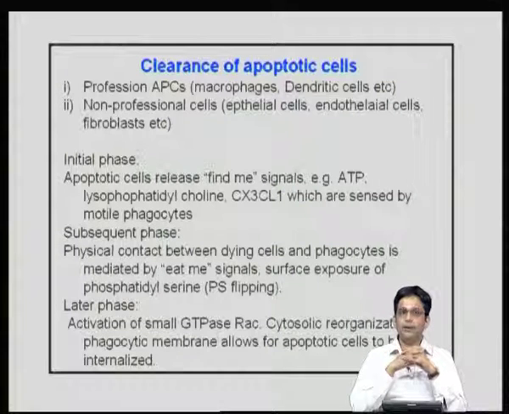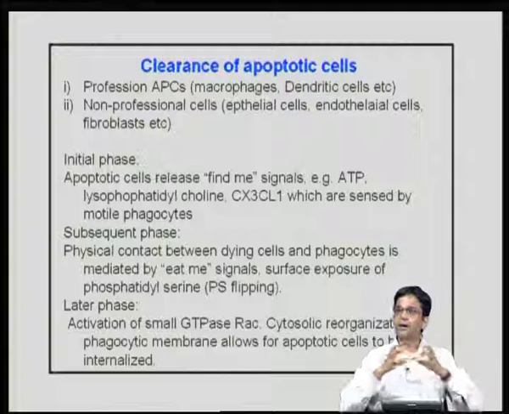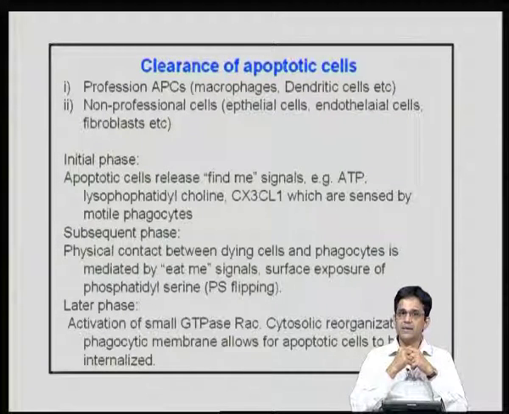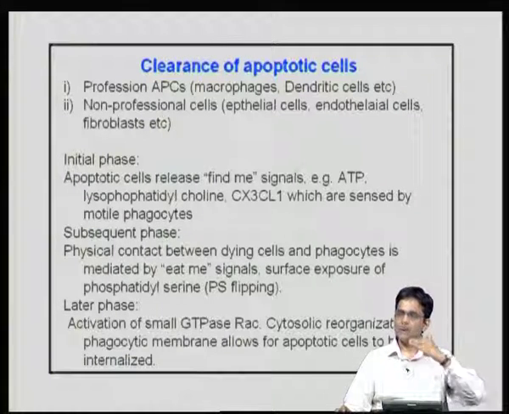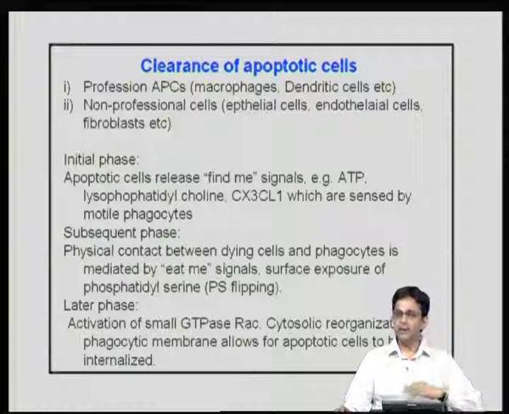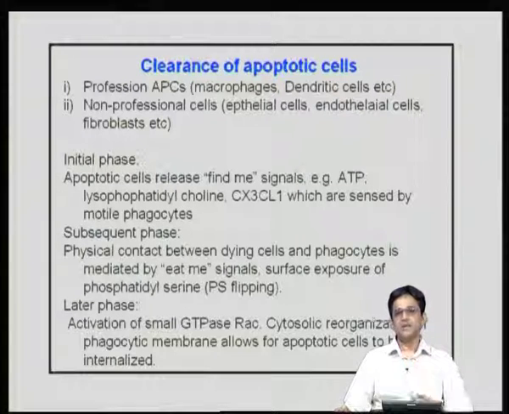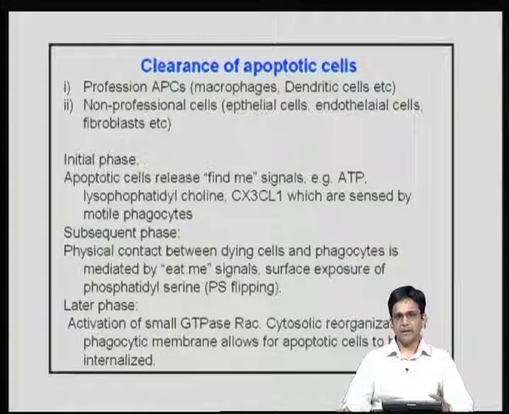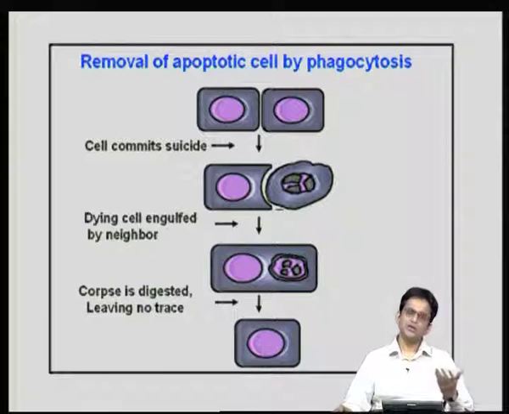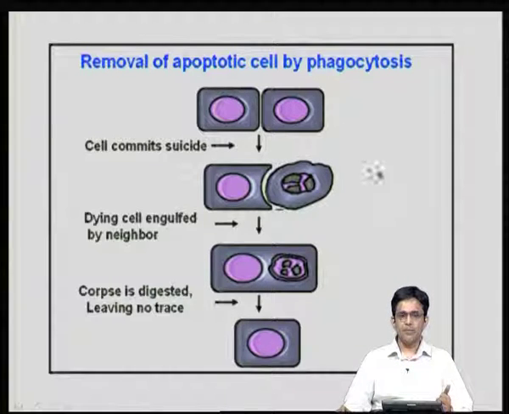Subsequently, you have activation of a small GTPase known as RAC. You have cytosolic reorganization, and it allows for the apoptotic cells to be internalized. So there are different processes involved in clearance of apoptotic cells, and this is, I think, an important aspect that again one needs to look into.